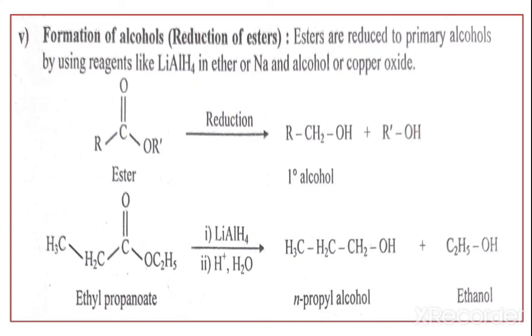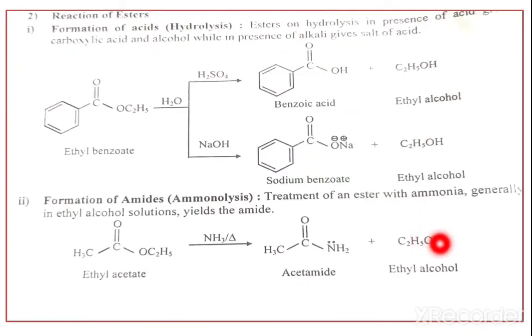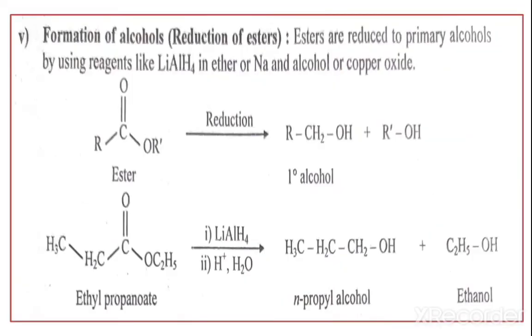Now in the second reaction, this is the actual example. This is the structure of ethyl propionate. It undergoes reduction by using lithium aluminum hydride, which is the best reducing agent. The ester molecule is reduced: CH3CH2 remains as it is, and the carbonyl part is reduced to CH2OH. That means we get n-propyl alcohol plus C2H5OH, ethyl alcohol, as a byproduct. This is a simple reaction to reduce an ester to alcohol.